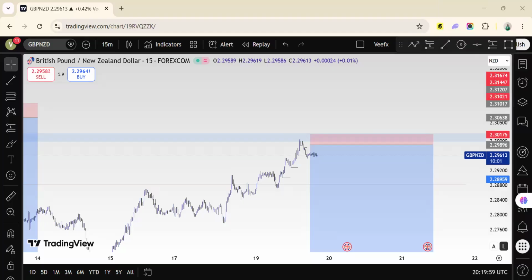Directional bias is basically you understanding where the market is going, because for you to actually get a good trade, you need to first of all get a clear direction of the market.